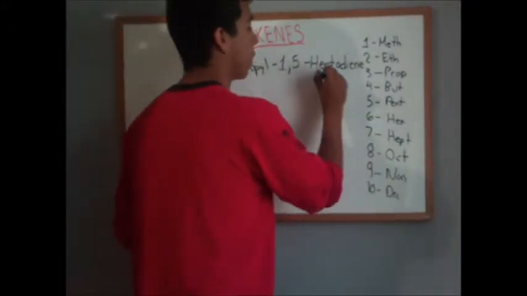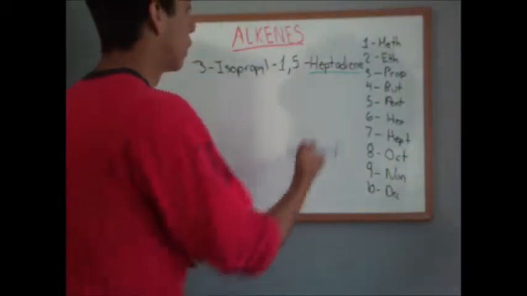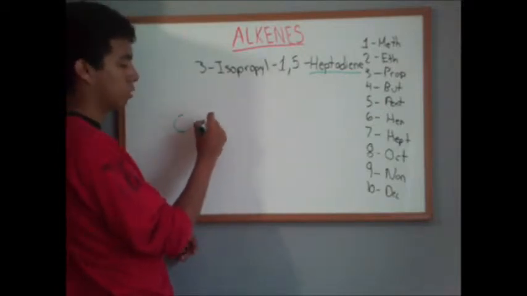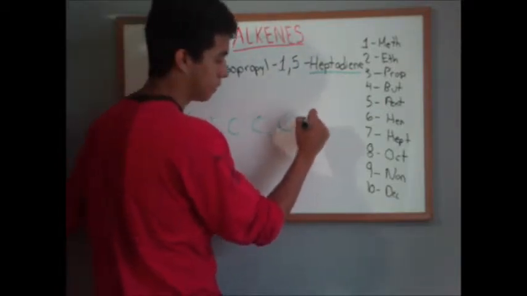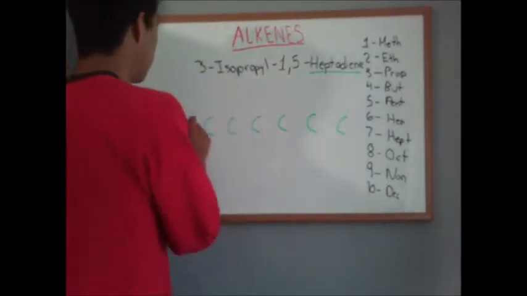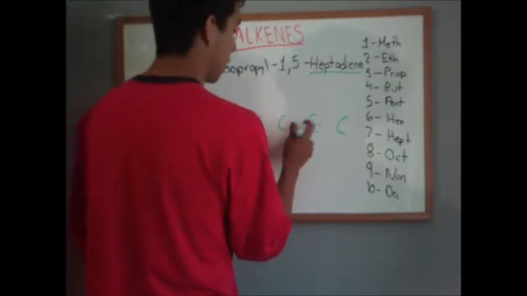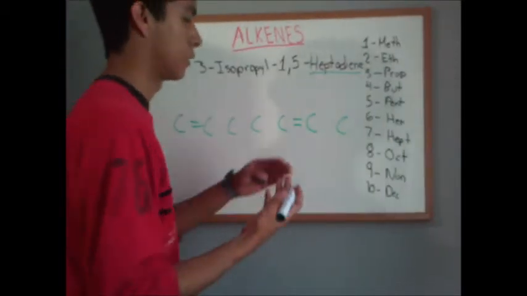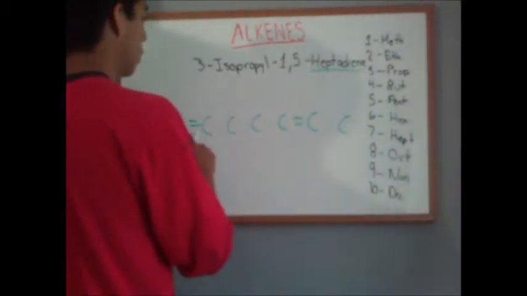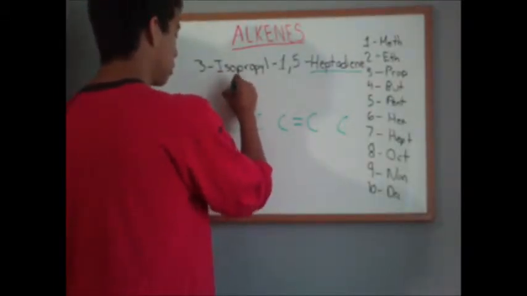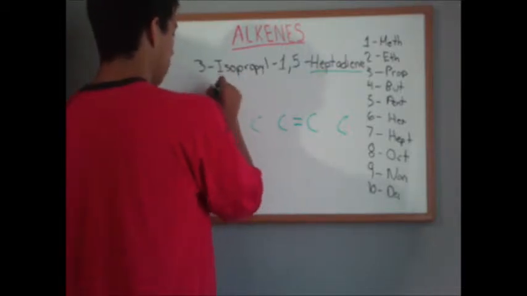Okay, we identify the parent chain, heptadiene, that gives me that it has 7 carbons. 1, 2, 3, 4, 5, 6, and 7 carbons. The double bonds are located in 1 and 5. 1, 2, 3, 4, 5 here. And the substituent is an isopropyl, so it starts from the center, not from the sides. So it's going to be in the third carbon, it's going to be an isopropyl, C, bonded to carbons.